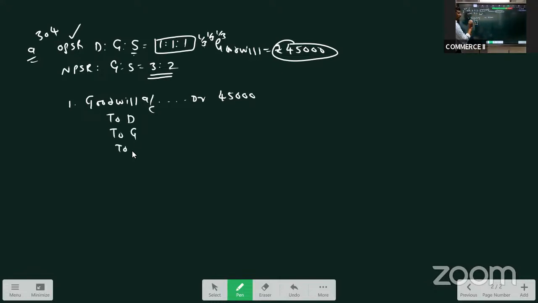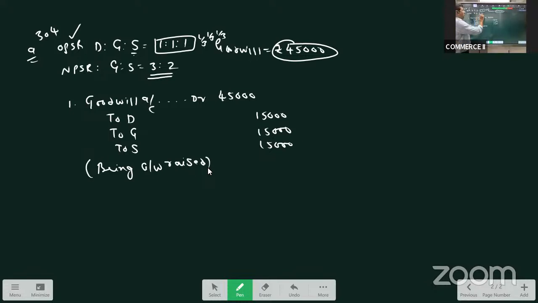Dravid, Ganguly and Sachin. What is the ratio? Equal ratio, that is 1/3, 1/3, 1/3. So each one will get 15,000 credited. This is the entry we passed for raising the goodwill, being goodwill raised. It is in the OPSR. And then I told you it has to be written off in the new profit sharing ratio to the continuing partners.